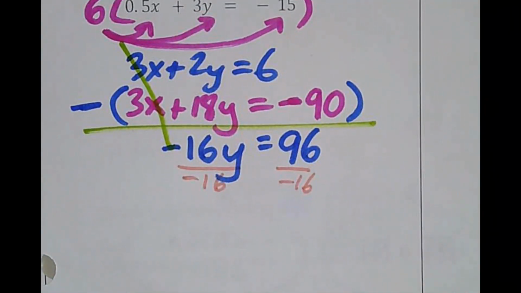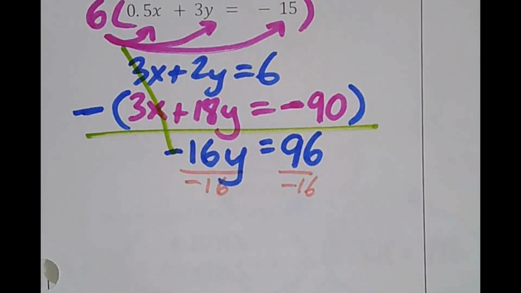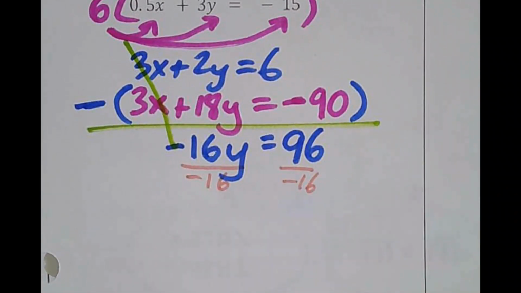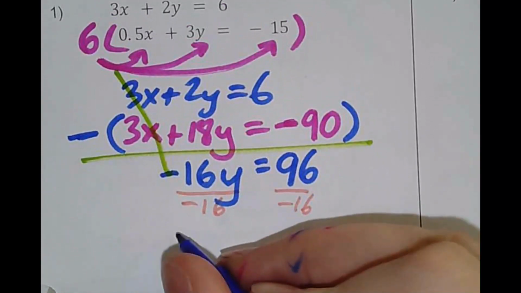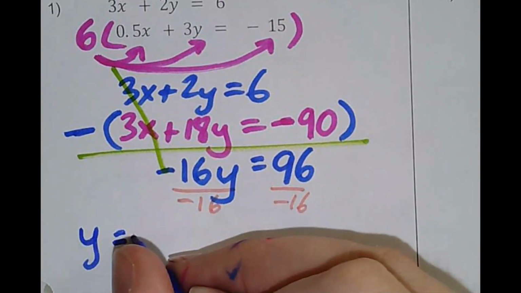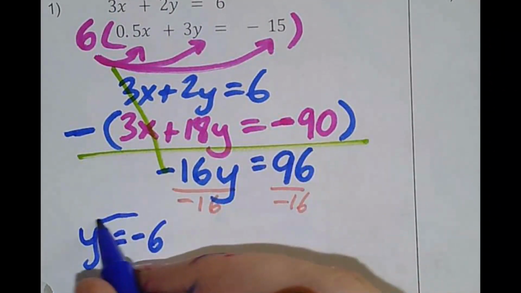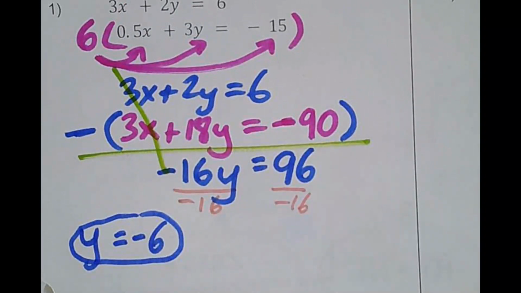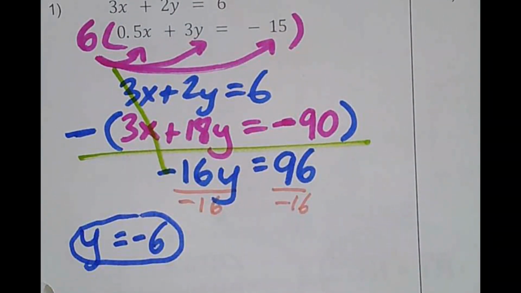What is 96 divided by negative 16? That would be negative 6. Awesome. We got the answer. So the answer is y equals negative 6. Let's circle that because it's not our final answer. It's a step to get to the answer.